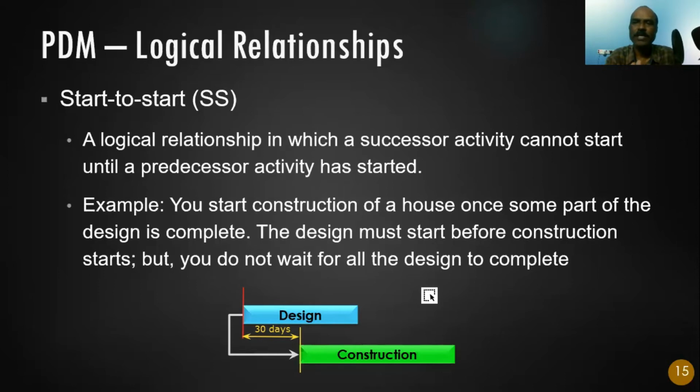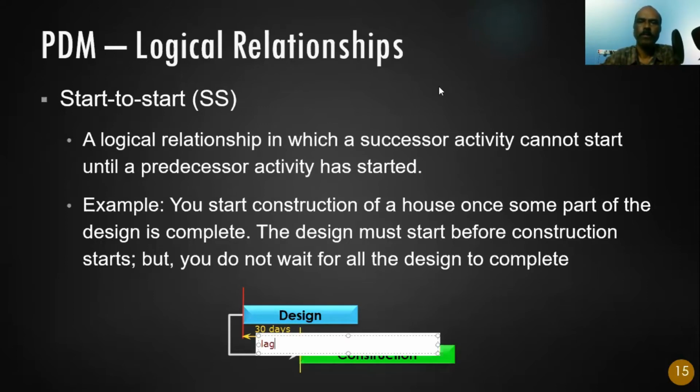So this 30 days has a name in scheduling methodology. It is called lag. So what is this called? This is called a lag. 30 days is called a lag. So what is lag? Lag is something called waiting time. So the construction is waiting for 30 days so that the design can be ready, so that the design team can give me some useful information and I can start my construction work.